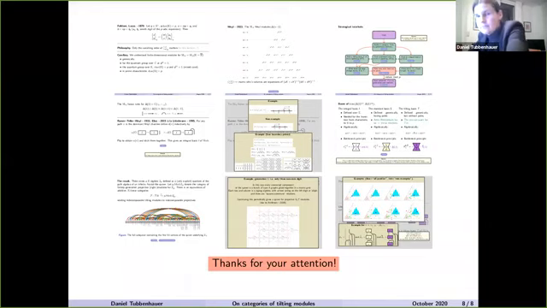Second question. Do you have any ideas what the tensor ideals would be inside of tilt?